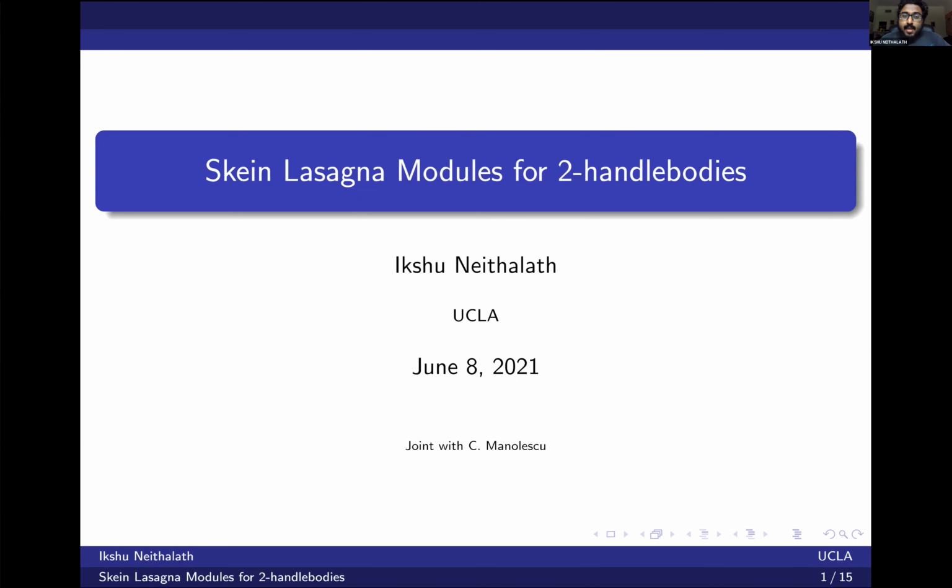Okay, so today I'll be talking about Skein Lasagna modules, which are a certain invariant of links in the boundary of four manifolds. In fact, it's the invariant that was just discussed by Paul Wedrich in the previous talk. And today we'll be focusing on the case of two-handle bodies, which are a certain class of four manifolds. All right, so everything I'm going to say in this talk is based on joint work with Ciprian Manolescu. So yeah, let's get into it.